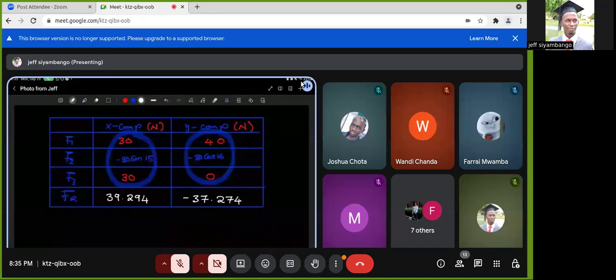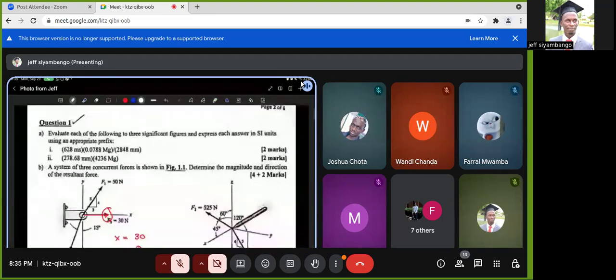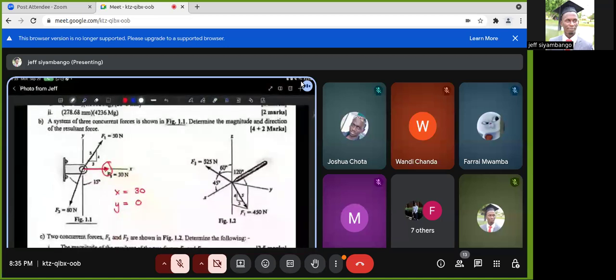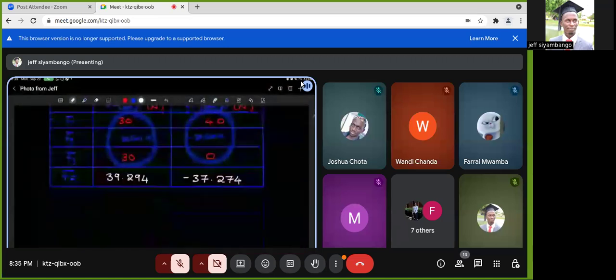Okay, so you've seen that these are the components that you get. Once you obtain the components, what is the question asking for? They want us to determine the magnitude and direction of the resultant force. So they want the resultant force. To get the magnitude of the resultant force, we can use Pythagoras theorem.